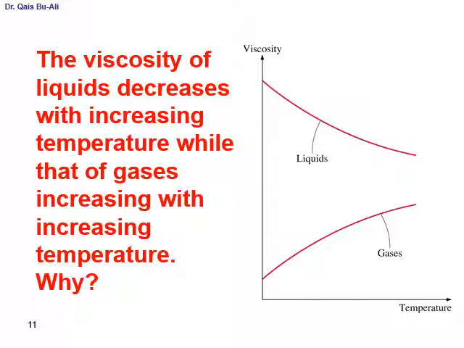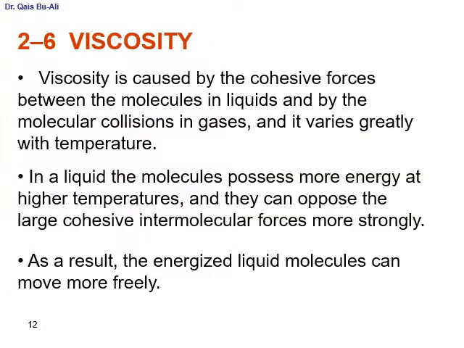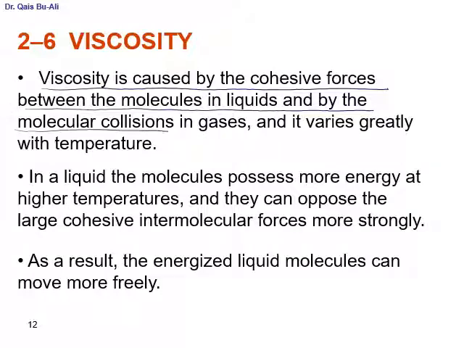This slide now is asking you, the viscosity of liquids decreases with increasing temperature, while that of gases increases with increasing temperature. Why? Now I'm asking about physically, what's happening on the molecular scale? What's happening to the molecules? Why are we getting such a result on a molecular scale? This is the answer here. Let us read it together. Viscosity is caused by the cohesive forces between the molecules in liquids and by the molecular collisions in gases, and it varies greatly with temperature.